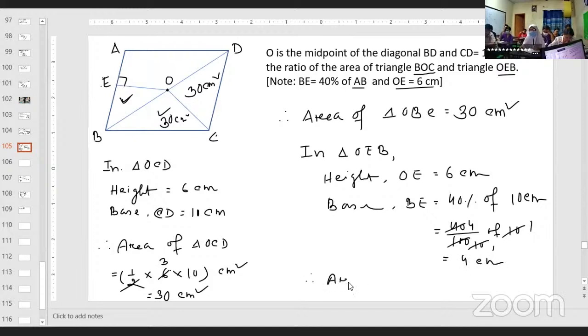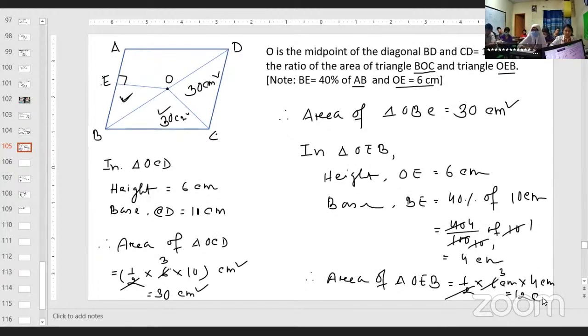Therefore, area of triangle OEB equal to half into 6 cm into 4 cm. কত হবে এখানে 3, so that is 12 cm square. Yeah? Correct?